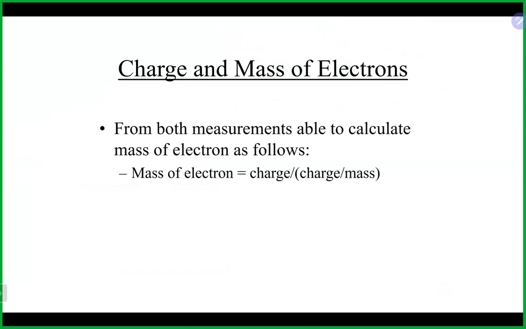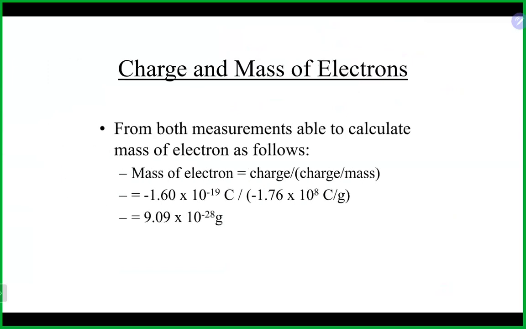So if we take those two important experiments and put them together and take our numbers, we do end up with the mass of an electron, which is approximately 9.09 times 10 to the minus 28. Some books will do 9.11, but we'll go with this one here. Seems pretty good. And that is how many grams there are in terms of the mass of an electron.